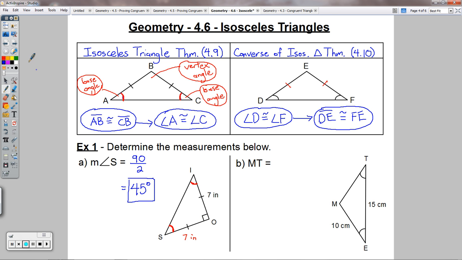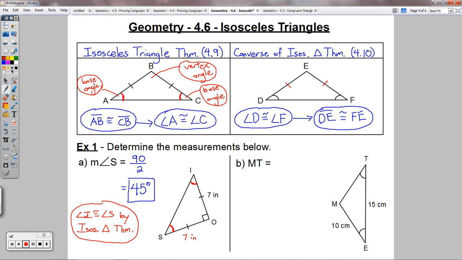more about later. So let's make this statement over here that angle I was congruent to angle S by the isosceles triangle theorem. So that was this one right here. We started with an isosceles triangle. The sides were congruent. We can prove then that the angles are the same based on that theorem.